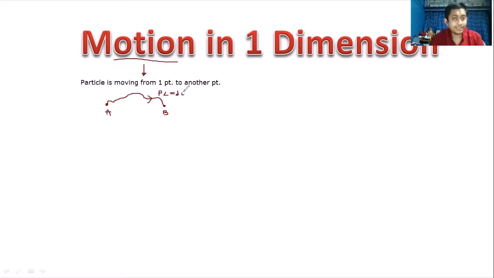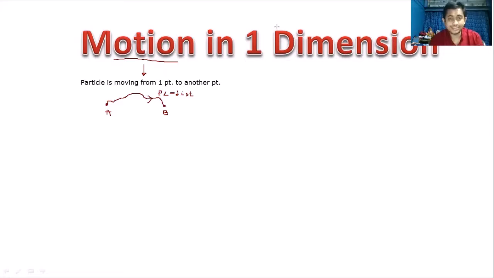Distance or path length is a scalar quantity. It does not have any direction. So distance or path length is a scalar quantity which shows the actual distance, the actual route that the particle has taken to reach from point A to point B. It is a scalar quantity.